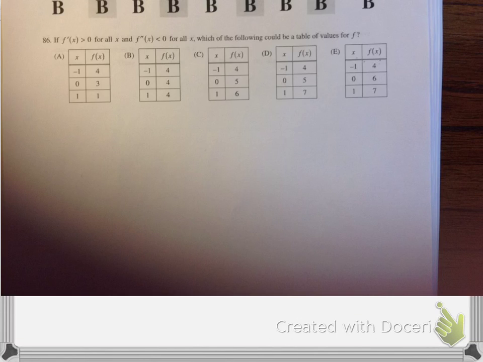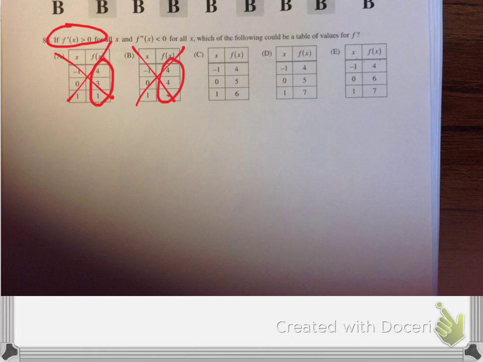Okay, and this is 86, and I think I'm going to stop there after this one because this one's going to take a while. Okay, so we're told that the derivative is greater than 0. If the derivative is greater than 0, that means that f was increasing all the time. So if you look at choice A at the y values, they were not increasing, they were decreasing, so A is out. If you look at B, you can see the y values are constant. They are not increasing, so that's out.